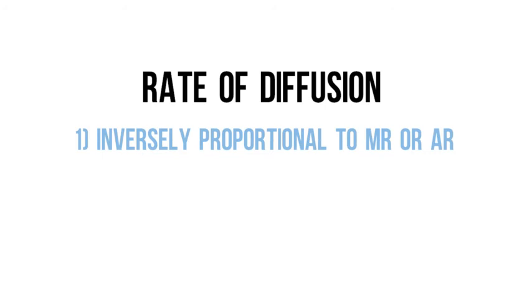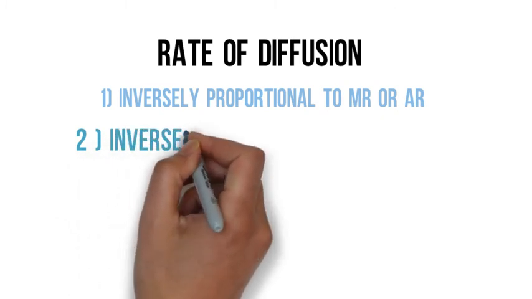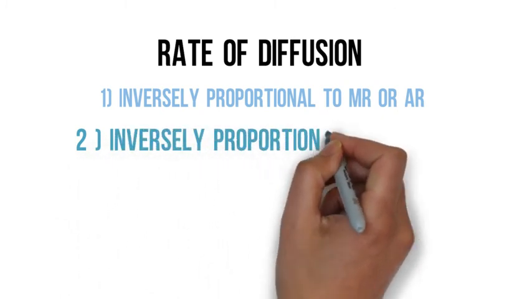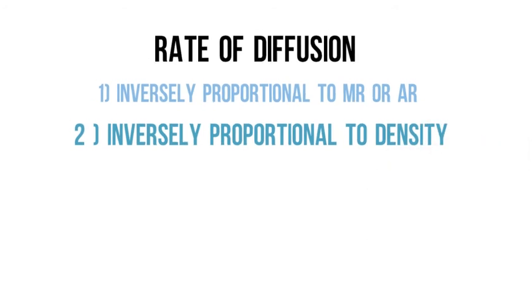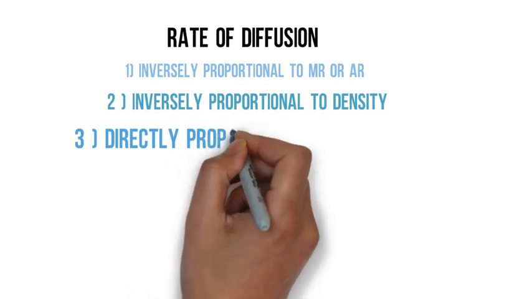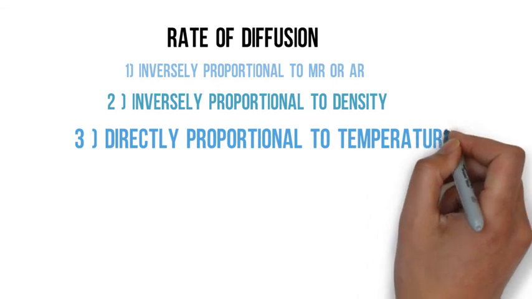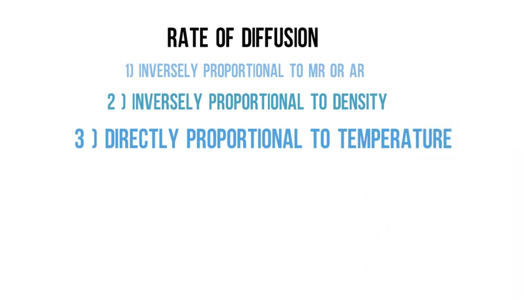For example, chlorine, Cl2, has an Mr of 71. And in comparison to oxygen, which has an Mr of 32, it will diffuse much slower. Chlorine will diffuse slower, while oxygen will diffuse faster. So also the rate of diffusion is inversely proportional to the density. In case of gases, density is like the Mr, you can take Mr, for liquids we take density. Rate of diffusion is also directly proportional to temperature. As we have discussed earlier, increasing the temperature increases the average kinetic energy of the particles. So if the particles have more kinetic energy, they will move faster and they will diffuse faster.